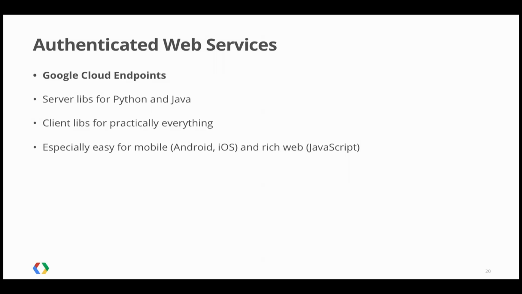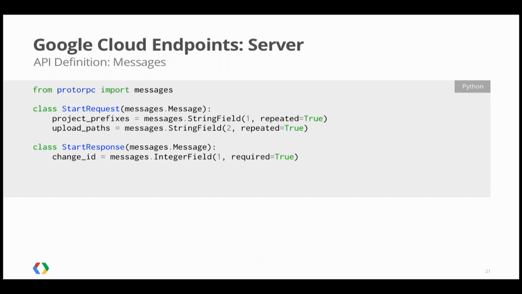This makes it especially easy to set up backends for mobile applications, both Android and iOS. They have full libraries and documentation for making these authenticated requests. Makes it really easy. And also for rich web applications, if you've got a rich JavaScript app that's making requests back to your server, those are especially easy with the given documentation and libraries. We're going to be doing something slightly different, but still entirely possible, which is to use a command line tool to make the same kind of authenticated requests. And we're going to write that in Python.